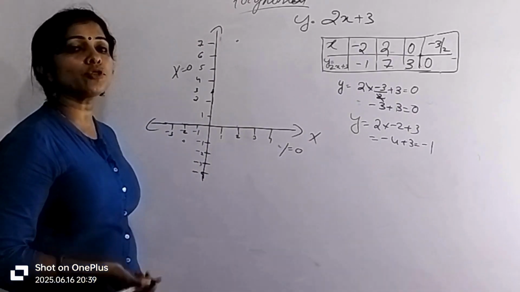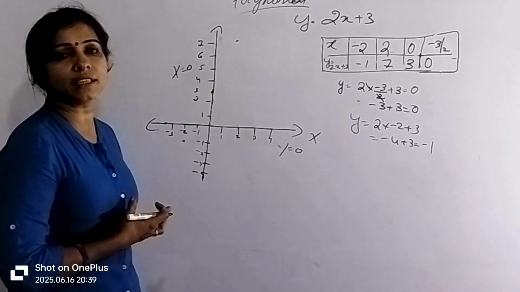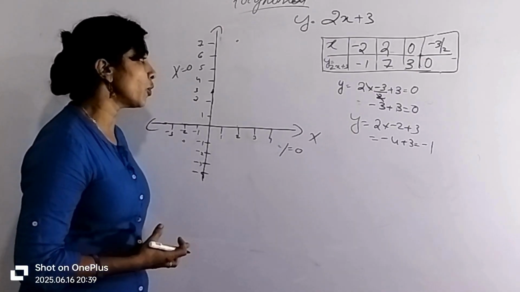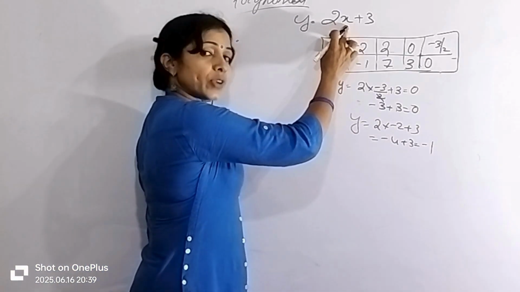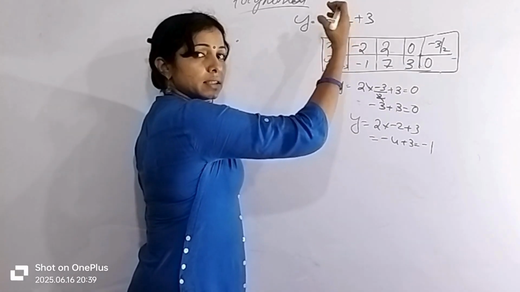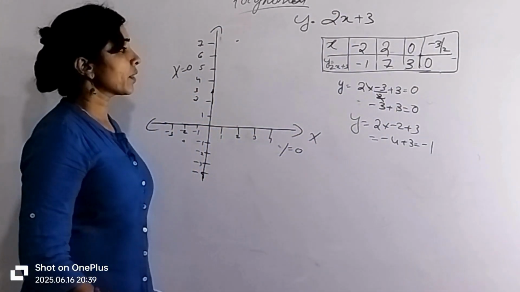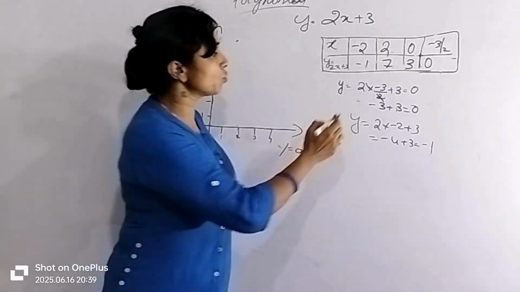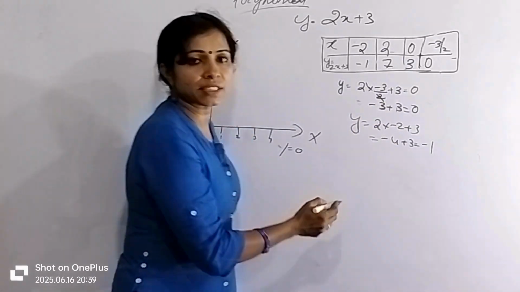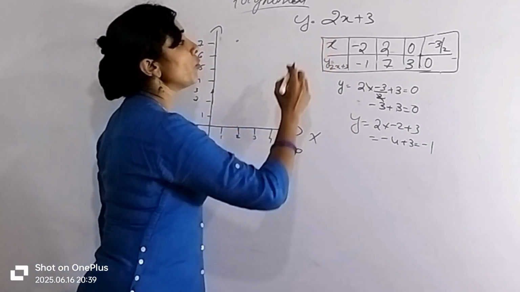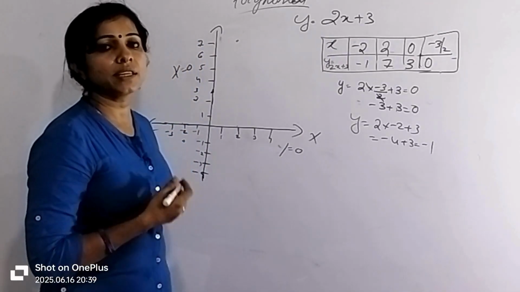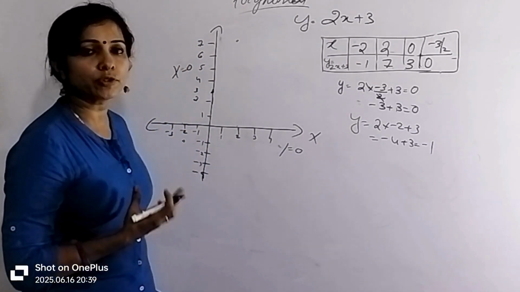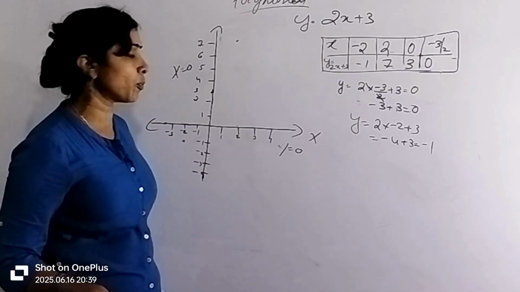And when x is equal to minus 3 by 2, that is the zero of this polynomial. That means for which value of x the value of the polynomial becomes 0. Here it is minus 3 by 2. You just listen. 2 into minus 3 by 2, so this 2 and 2 we can cut. So minus 3 plus 3 is equal to 0. So for the value of x, that is minus 3 by 2, the value of the polynomial becomes 0. That is called the zero of the polynomial.